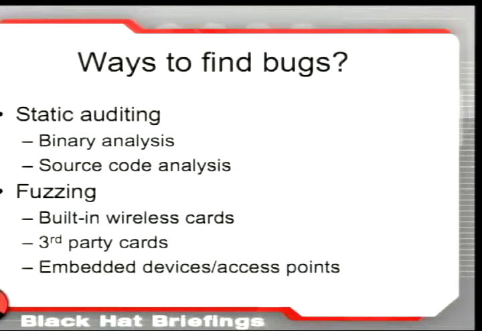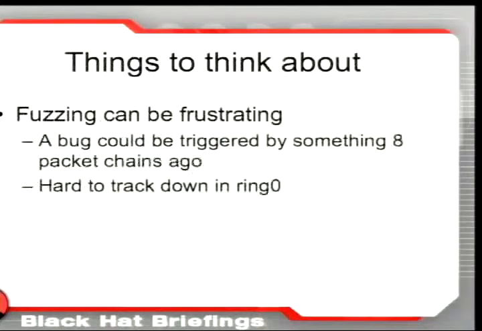And of course, one of the ways that we found a lot of this stuff was fuzzing. We will fuzz your built-in wireless cards, your third-party cards. We haven't done this much yet, but we want to take a look at the embedded devices and access points. John has had some success with making access points just not work anymore. Of course, that's not that useful, but it's pretty cool.